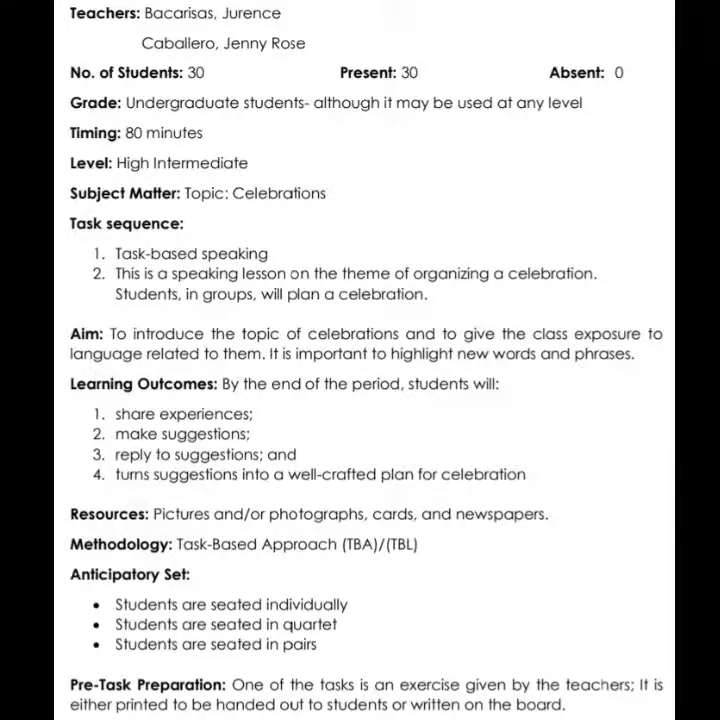It is also important to highlight new words and phrases. By the end of the period, students will share experiences, make suggestions, reply to suggestions, and turn suggestions into a well-crafted plan for a celebration. Pictures and their photographs, cards, and newspapers are the materials we needed. The anticipatory set is sorted out comprehensively.